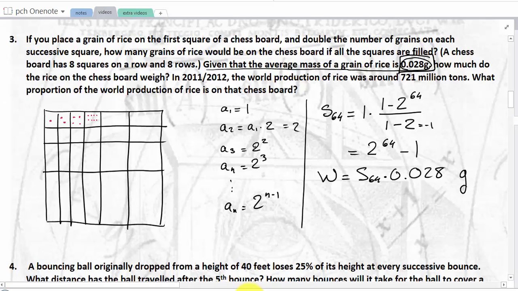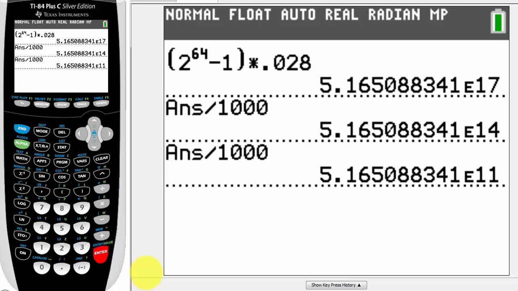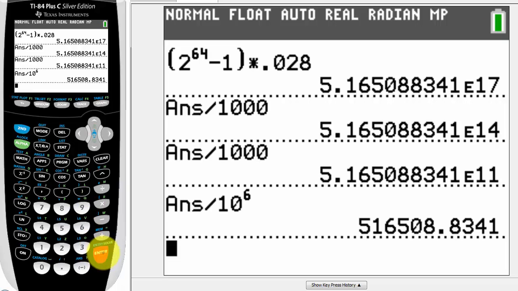Now in the problem they're talking about tons. I'm guessing it's metric tons, and they said that the world production of rice in 2011-2012 is about 721 million tons. So let's take this number and divide it by 1,000 again to find tons. You have 1,000 kilograms in a metric ton. That's a definition of a metric ton. So what is that? That is still pretty big. So let's get rid of the millions out of that, right? So I'm going to divide that now by 10 to the power of, what is a million? It's a power of 9. No, sorry, a million is a power of 6. That's what I meant.